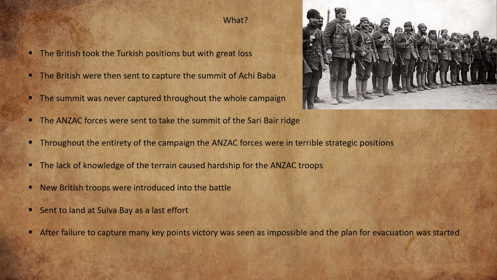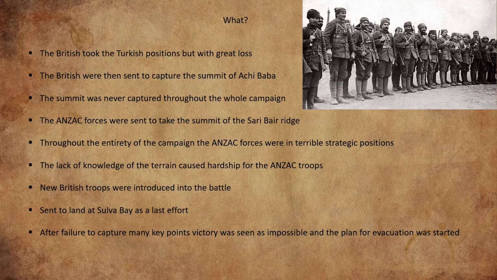The British took the Turkish positions, but with great loss. They could really never take more than the initial positions that they were trying to take. The British were then sent to capture the summit of Akibaba. The summit was never captured through the whole campaign. Throughout the whole campaign, they attempted to take it, and then they get pushed back, and they push further, and then they get pushed back, and it was an endless cycle for the entirety of the campaign, which lasted about a year or so.